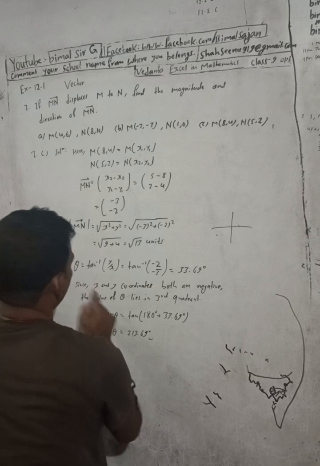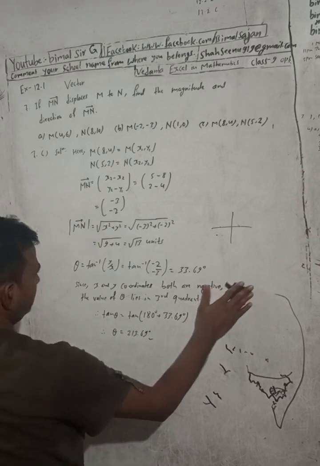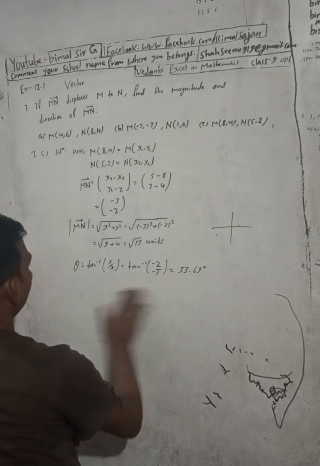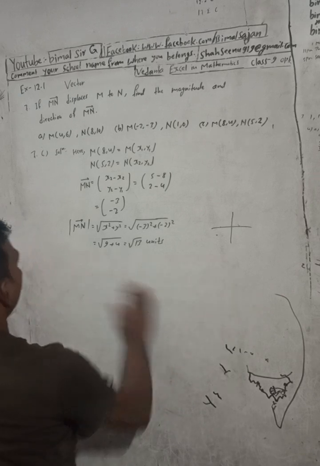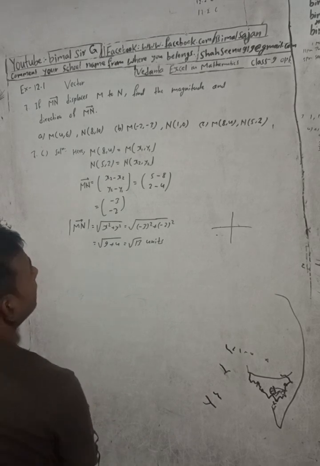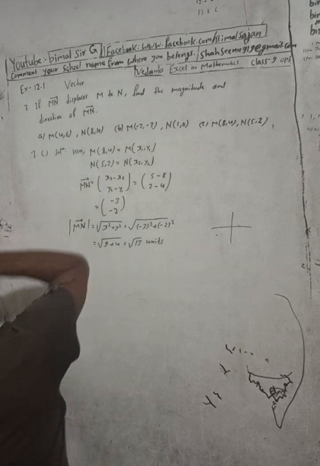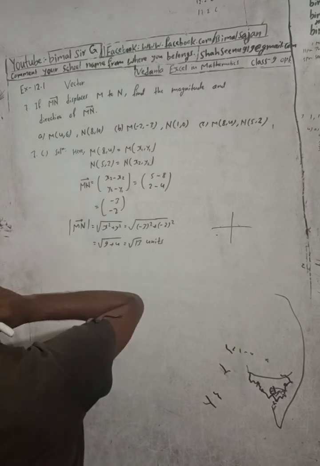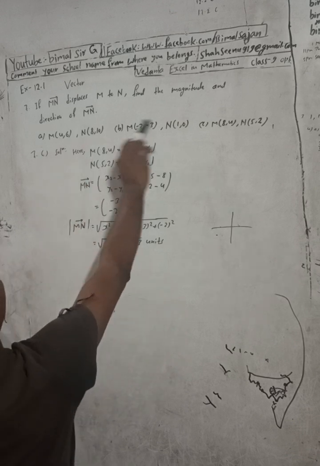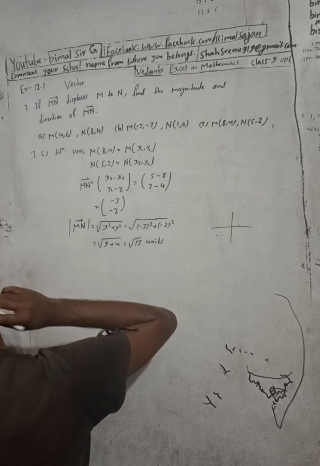In the x and y components, if theta is the angle, if theta is the direction. Find the magnitude and direction of the vector. Let theta be the angle made by the PQ vector.